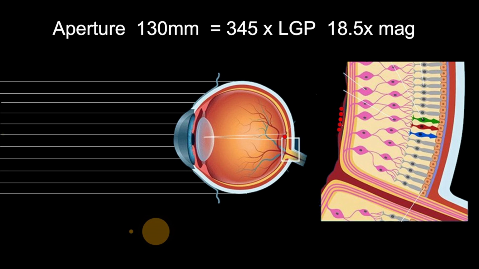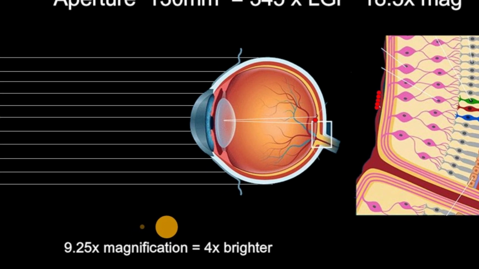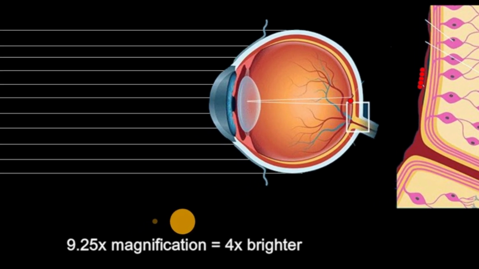Increasing magnification beyond 18.5 times reduces the amount of light hitting the rods and cones, creating a dimmer but larger image. The only way to make a very dim object brighter is to reduce the magnification below 18.5 times. This increases the light level to the individual rods and cones of our eye, creating a smaller but brighter image.